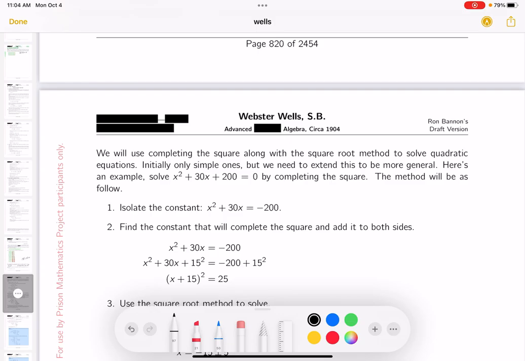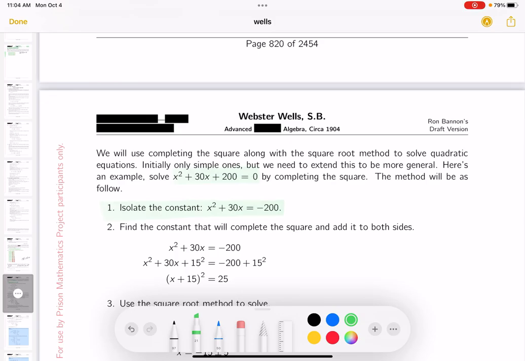And we want to complete the square in this one over here. I want to follow what they're asking me to do. They're giving me an equation, and for me to do this problem, they're doing it by completing the square. So number one says isolate the constant. What does that mean? I have to add or subtract the constant from both sides. I'm hoping you realize that I would subtract 200 from both sides, and I get x squared plus 30x equals minus 200.